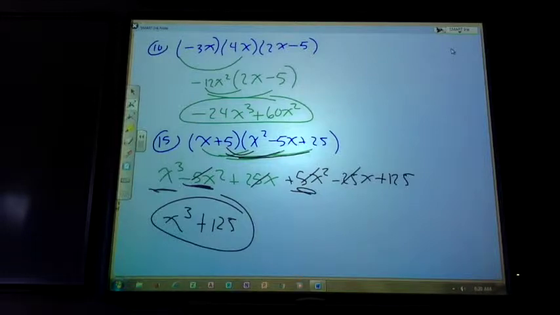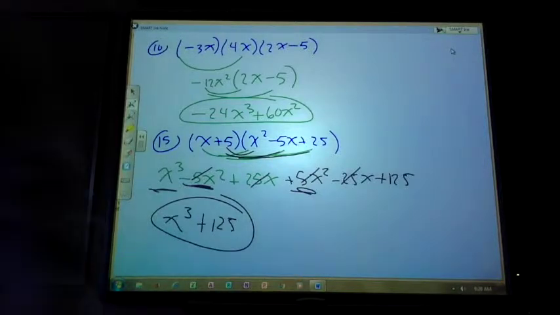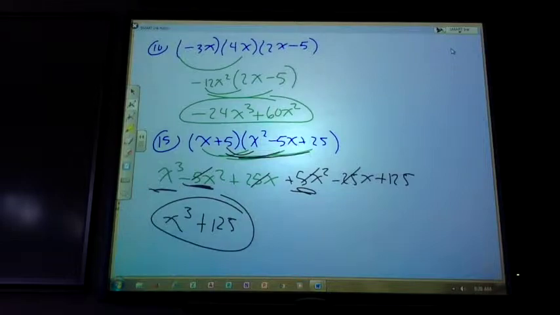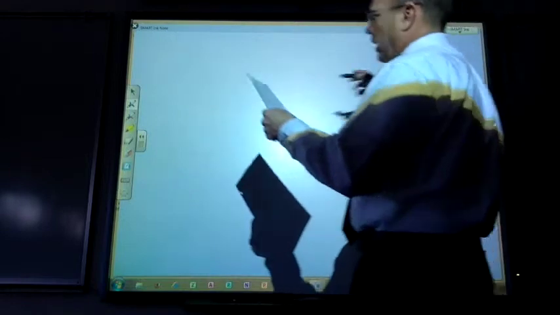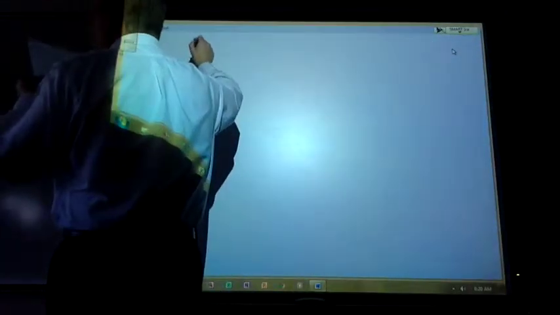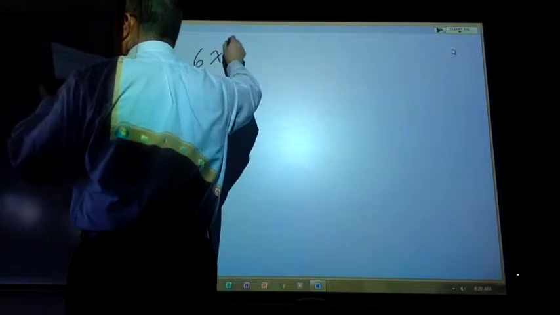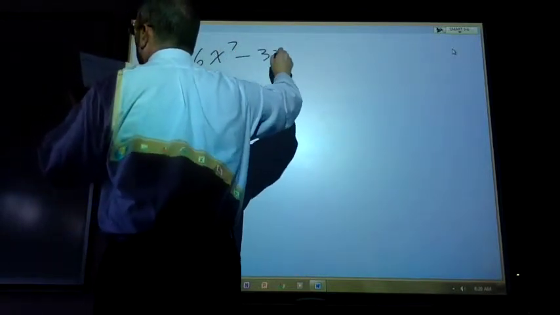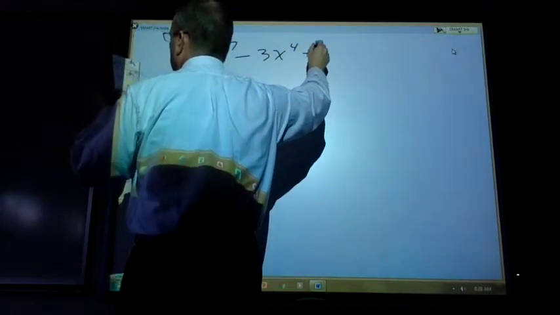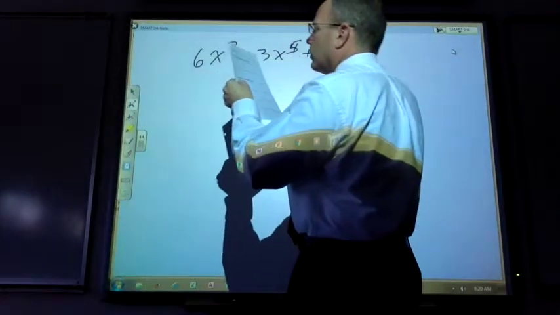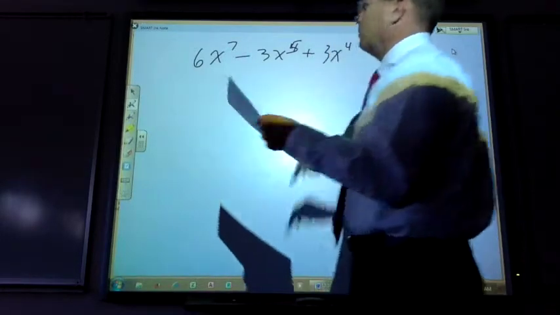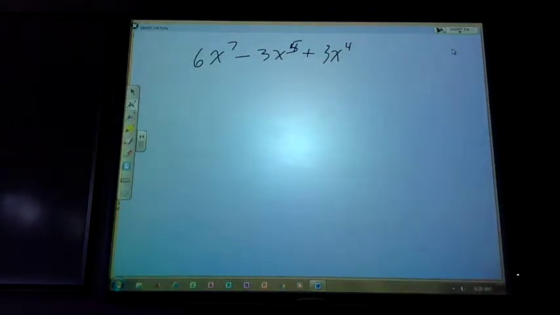Yeah. Preston. So for number 5. Okay. So number 5, without writing it up on the board, I'm going to get 6x to the 7th minus 3x to the 4th plus, or 3x to the 5th, excuse me, plus 3x to the 4th. Is that the answer says in the back? No, it says 12x to the 7th minus 3x to the 5th plus 3x to the 4th. I think they just made an error.